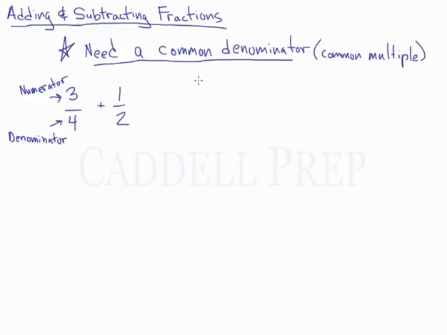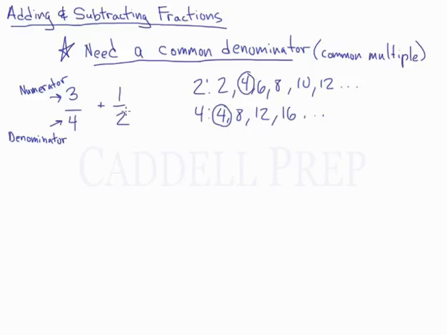So 4 and 2, if we write the multiples of 2 and 4, for 2 we have 2, 4, 6, 8, 10, 12, and for 4 we have 4, 8, 12, 16, and so on. So we see they have 4 in common, 8 in common, 12 in common. So we could use any of those for a denominator. But if you can find the least common denominator, you should use that. It'll generally make the problem easier.